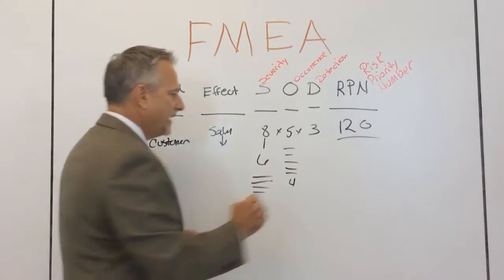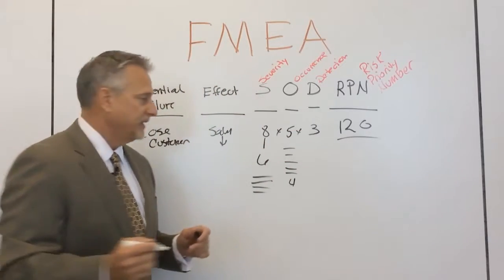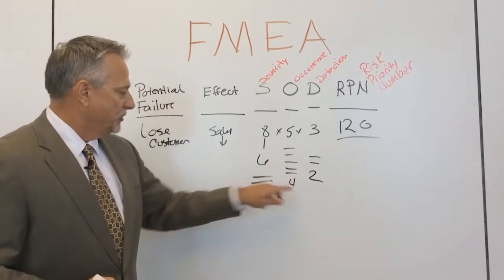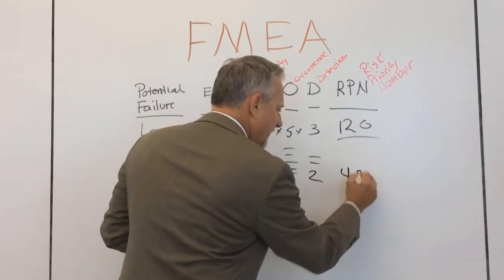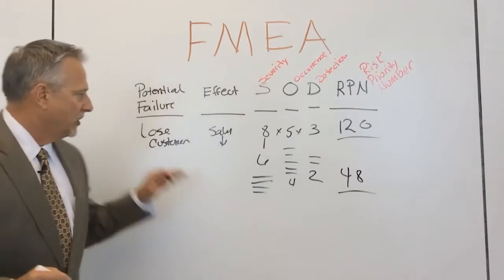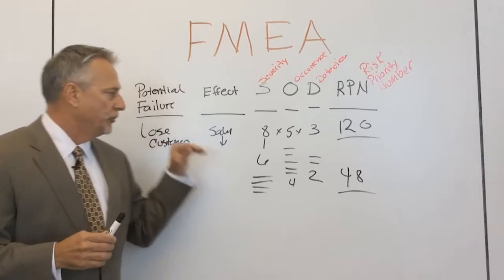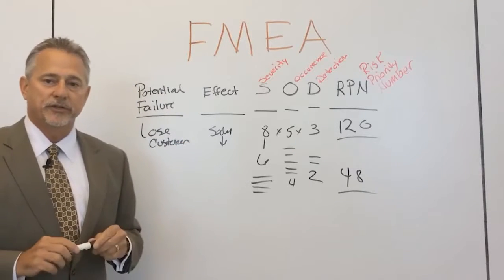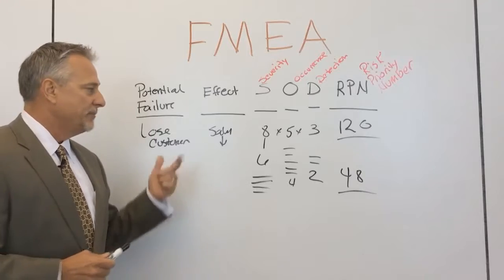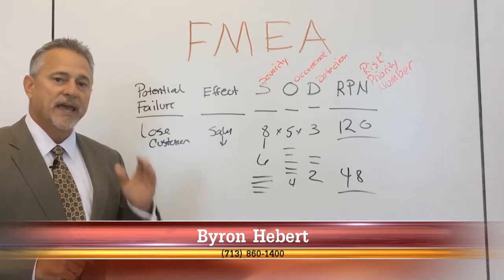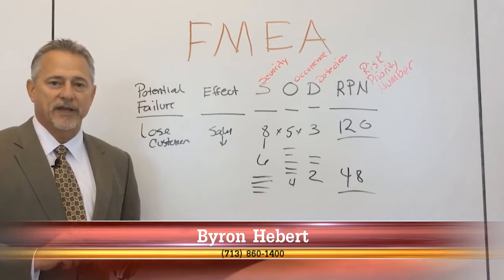And then the detection of it, if we did customer surveys, things like that, maybe we could get it down to a 2. So then we've got 4 times 2 is 8, times 6 is 48. We've gotten that down below 100. So failure mode effect analysis, a good tool for you to use to go through any process within your business to detect risk and maybe reduce the probability of those risks having a negative effect on your business. FMEA, failure mode effect analysis.